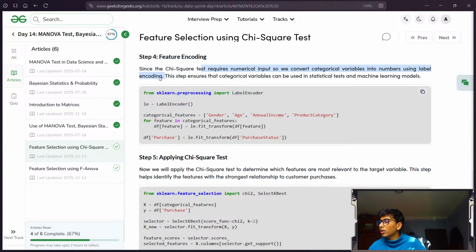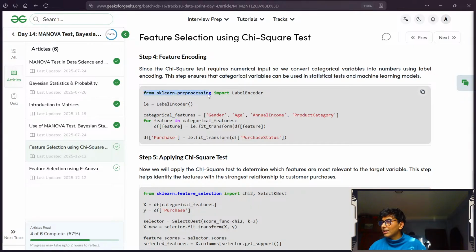Since the chi-square test requires numerical input, we convert categorical variables into numbers using label encoding. Okay, so using label encoding, we'll convert categorical variables into numbers as chi-square test requires numerical input. This step ensures that categorical variables can be used in statistical tests and machine learning models.